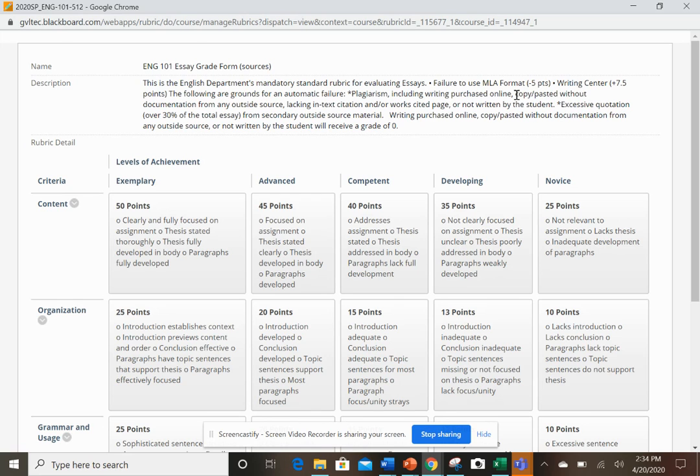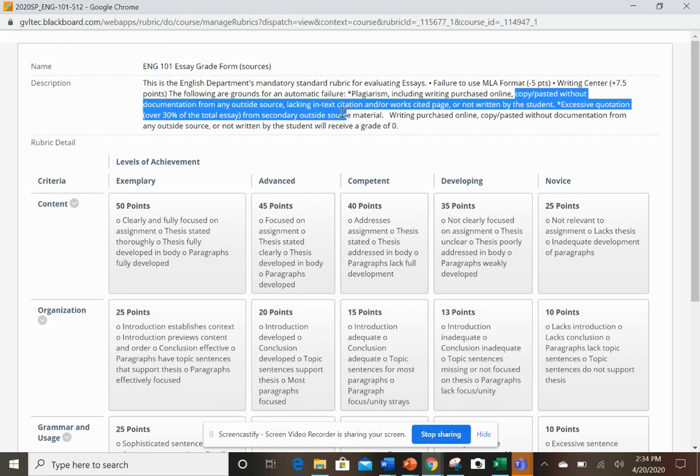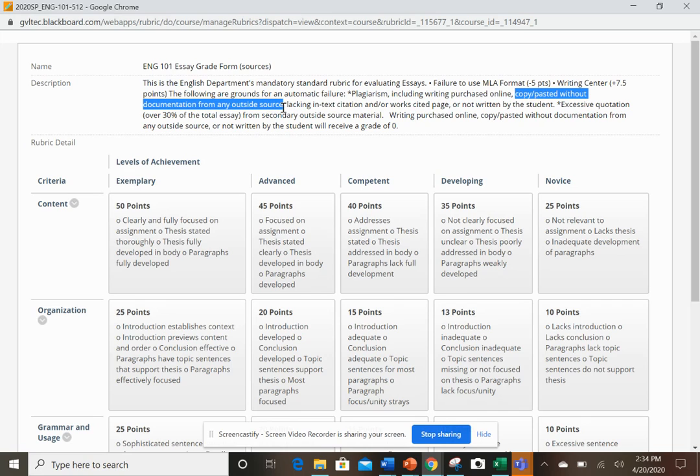Any information that has been copy pasted and put into the paper without documentation from an outside source, which we can usually tell when you've done that. A lot of times people don't even change the font to make it fit with the other font. Yeah, don't do that.